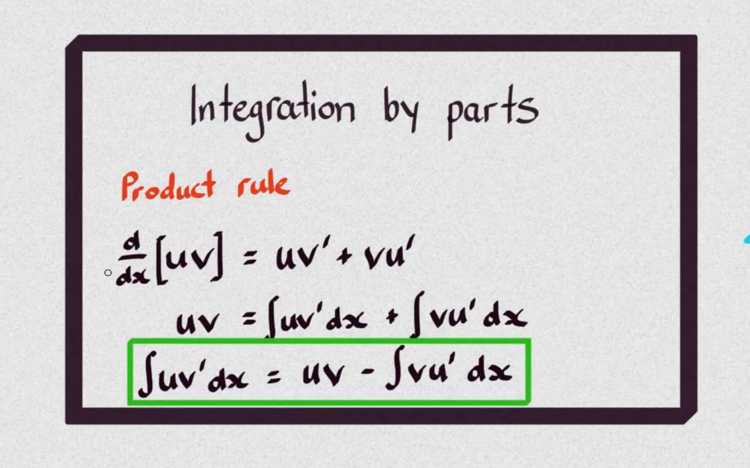So this u and this v dash, this is what we need to assign to some function that involves the product of two functions when we're integrating. So this choice of which function is u and which function is v dash is quite important. So let's start off with our first example, and we'll explore how the choice of u and v dash impacts our ability to solve the integral.